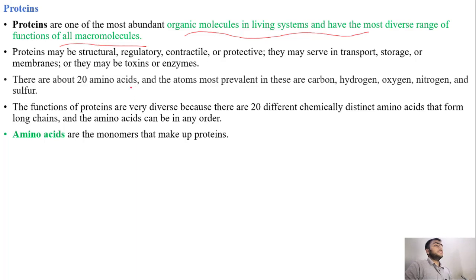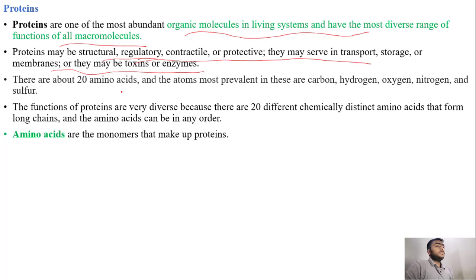So proteins may be structural, regulatory, contractile, or protective. They may serve in transport, storage, or membranes, or they may be toxins or enzymes. So they are very versatile biological molecules, and they are absolutely important in carrying out various bodily functions. They have structural roles, regulatory roles, contractile roles, protective roles. They act as catalytic agents which speed up the rate of chemical reactions, and we are going to see the enzymes, which are essentially proteins in nature, in the very next lecture.